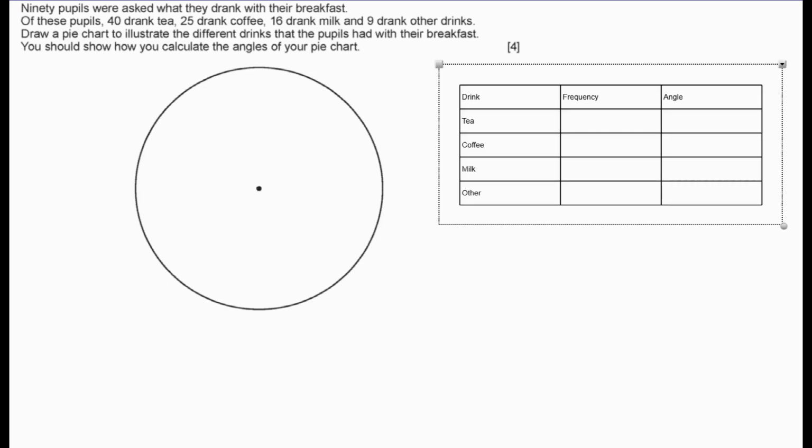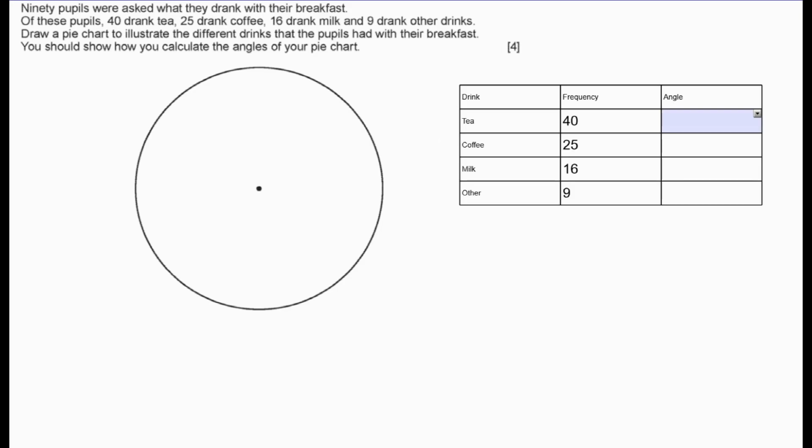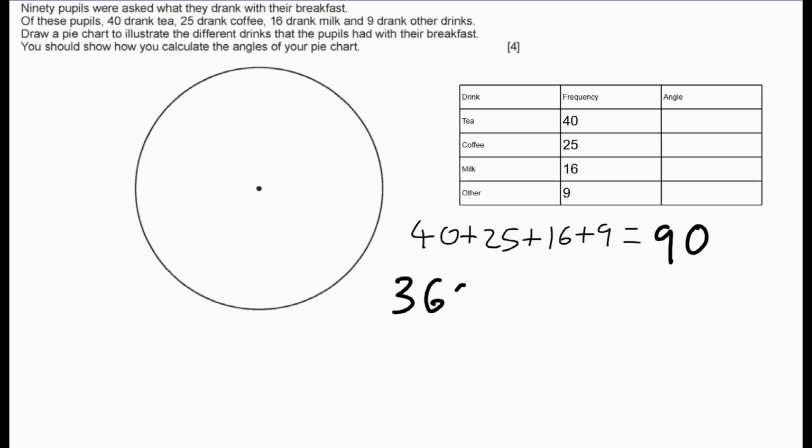Here are the answers. So here's a table that we could draw to illustrate the information, and I'll put the numbers in now. We can now work out the total frequency, which is 90, just 90 people. And then we can work out the multiplier by doing 360 degrees divided by 90, which gives us just 4. So basically our multiplier is 4. So we need to multiply each frequency by 4 in order to get the angles.